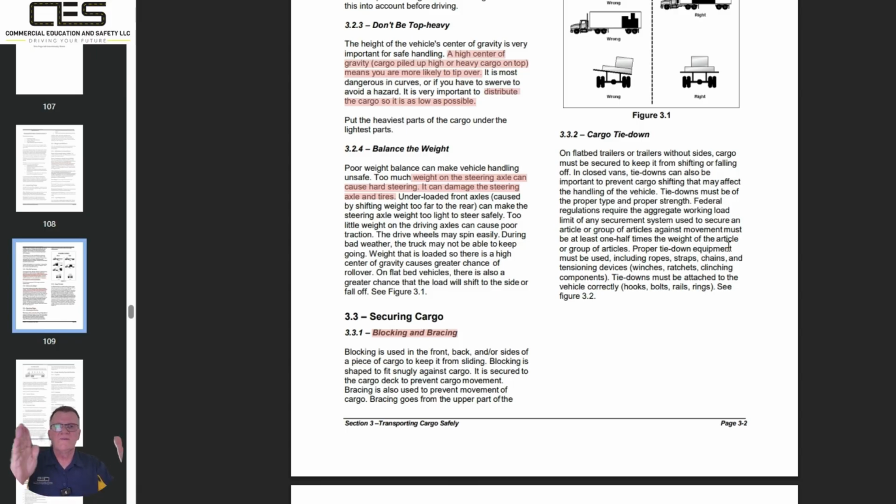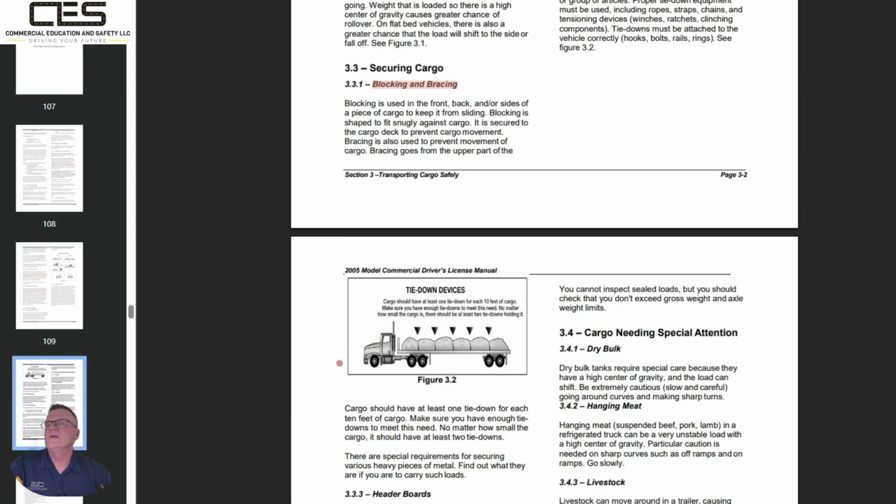Tie downs prevent it from moving side to side, front to back, or up and down, right? So if the trailer rolls over, it shouldn't go everywhere. It should stay in the trailer. It should stay tied down. Tie downs must be attached to the vehicle correctly. Hooks, bolts, rails, rings. You can see figure 3.2. This is a flatbed, and you have a header board right here. So if you had pipe or wood or something, that header board would prevent it from coming through the cab.